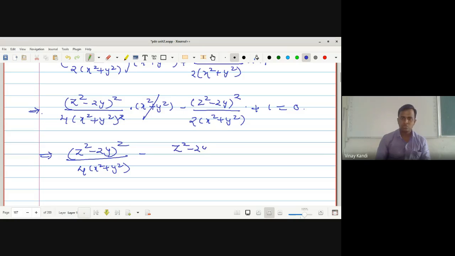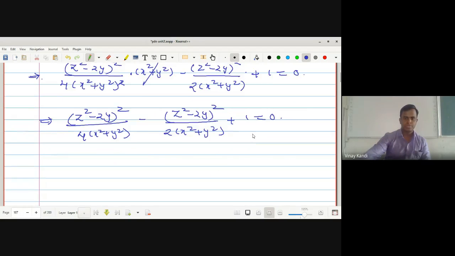Minus z square minus 2y bracket square upon 2 into x square plus y square plus 1 is equal to 0. Okay, now I have to make the denominator the same. What will happen here? After the 4, it becomes 2. So that implies -2 plus 1, what will it be here? -1 upon z square minus 2y bracket square divided by 4 x square plus y square plus 1 is equal to 0.